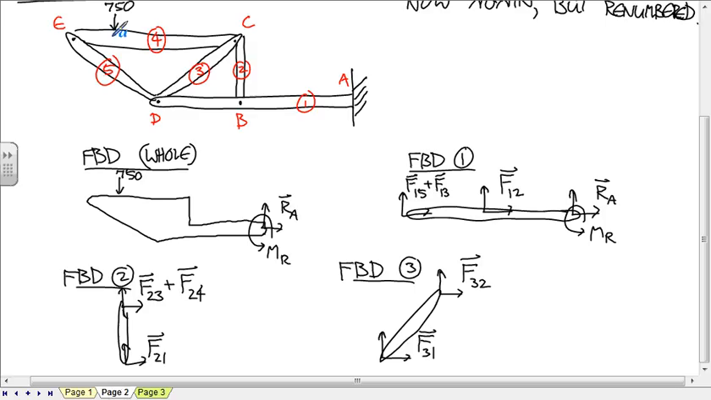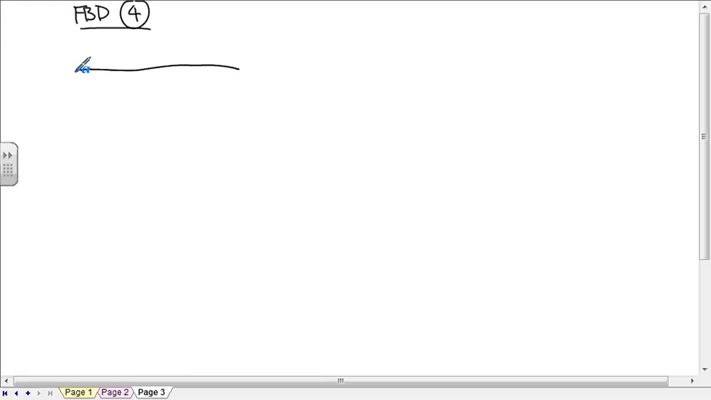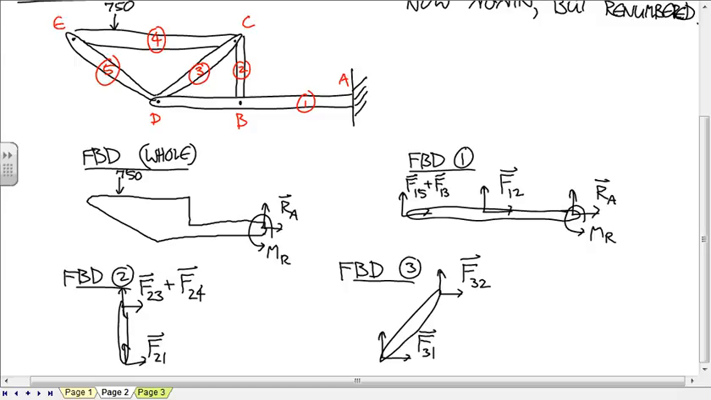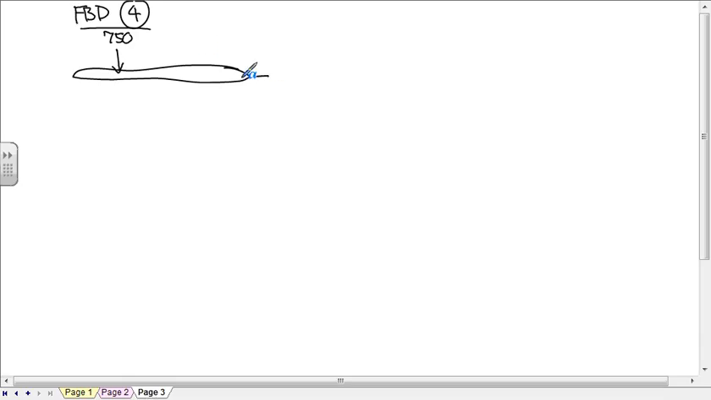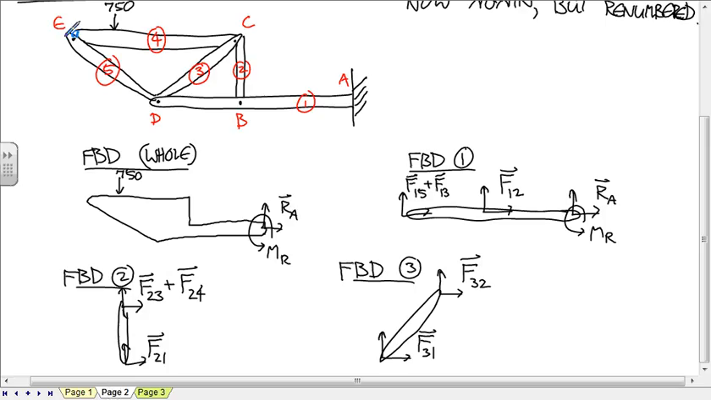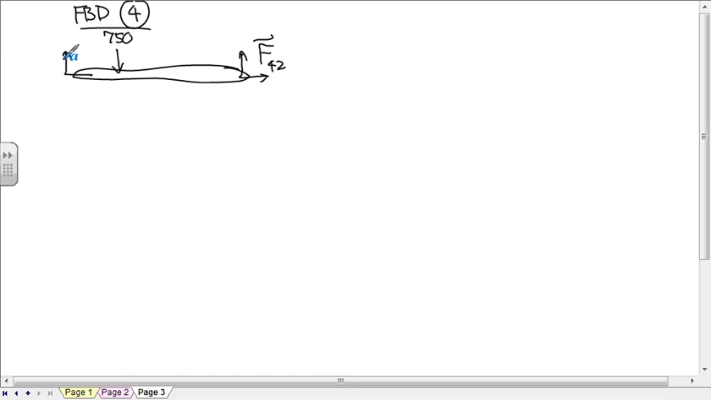And then number 4, we have the 750 newtons. At C, the pin isn't part of member 4. It's part of member 2. So all we have is the force on 4 by 2. At E, all we have is the force on 4 by 5.